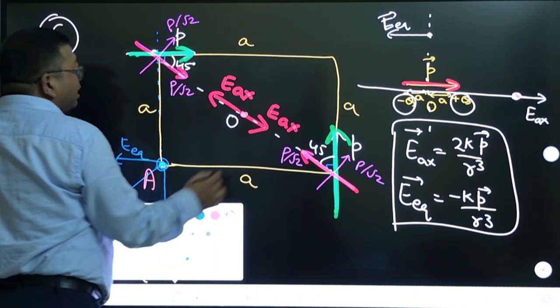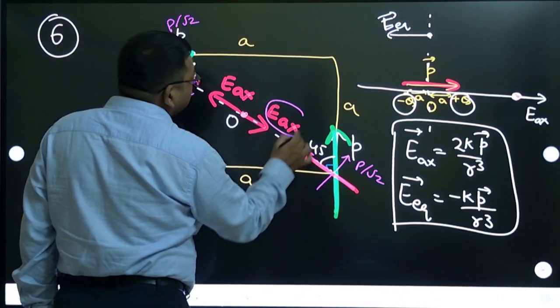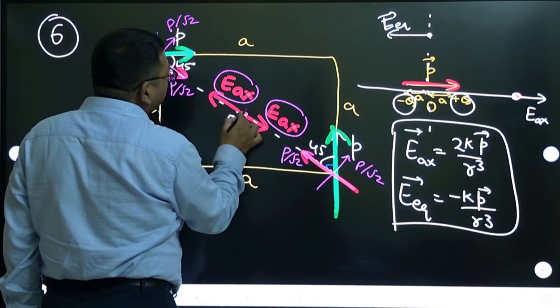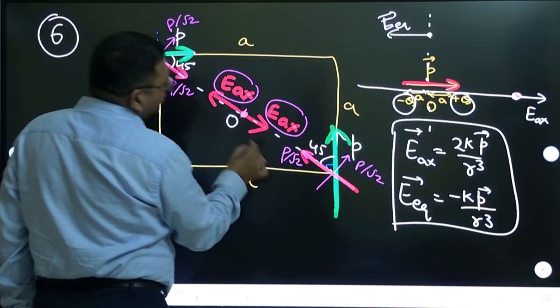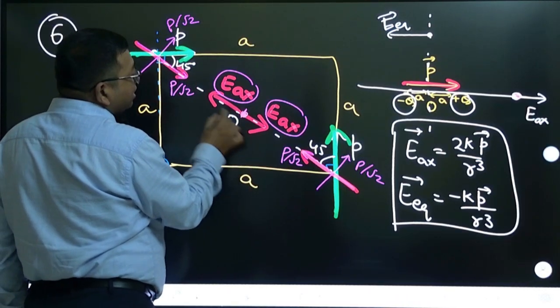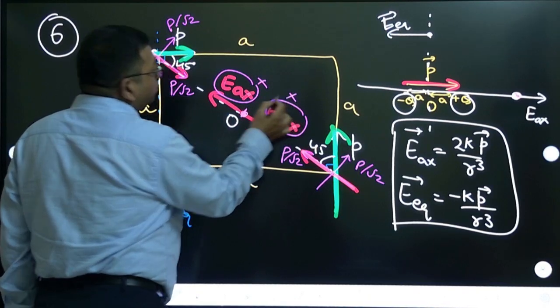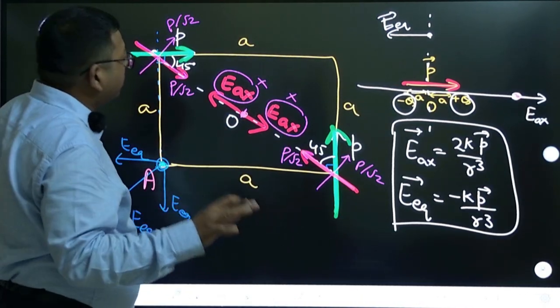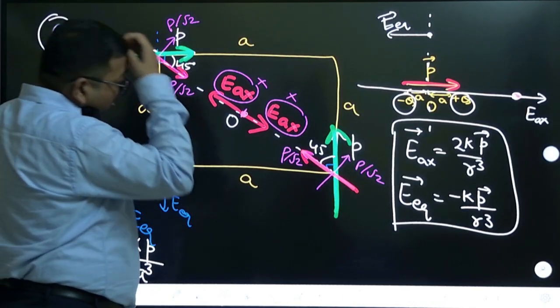So that means this E axial and this E axial are equal and opposite, because the distances are also equal, and this field are opposite. So they are going to cancel out, right? They are going to cancel out. So what is then remaining?